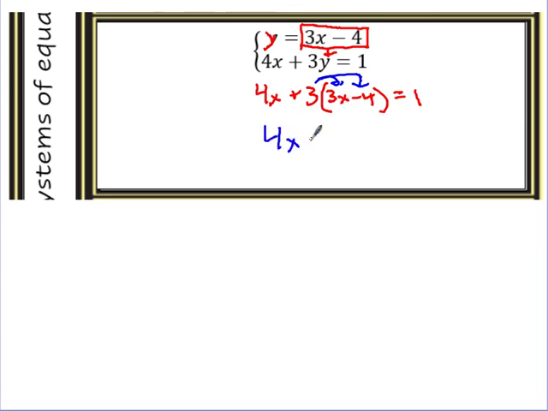So the 4x stays unchanged. This is going to become 9x, and this is going to become minus 12, because 3 times 3x is 9x, 3 times negative 4 is negative 12, and all that's equal to 1.